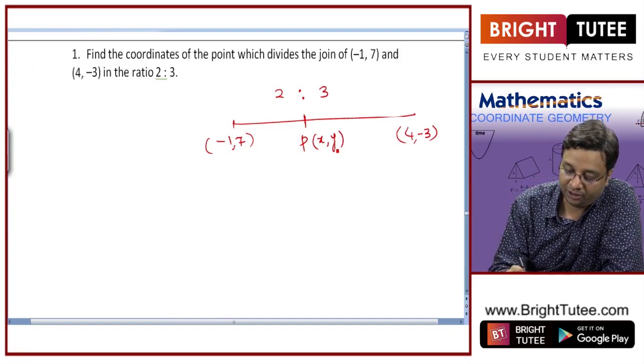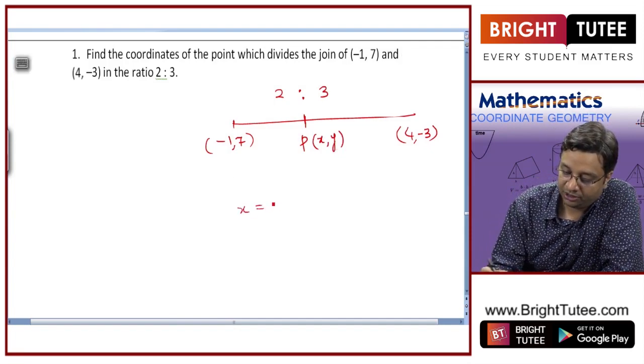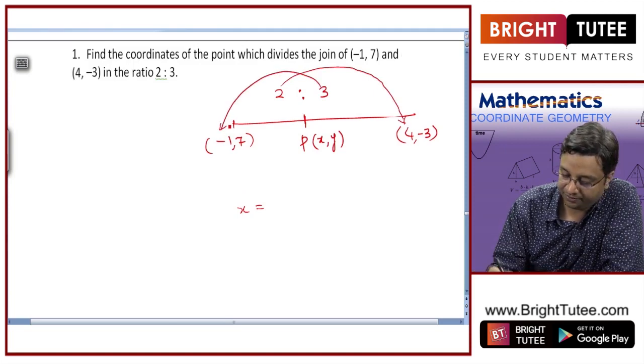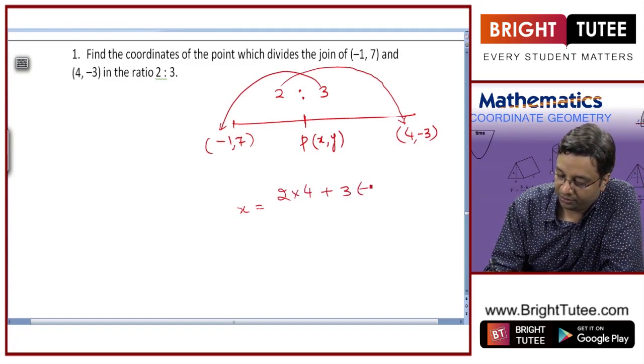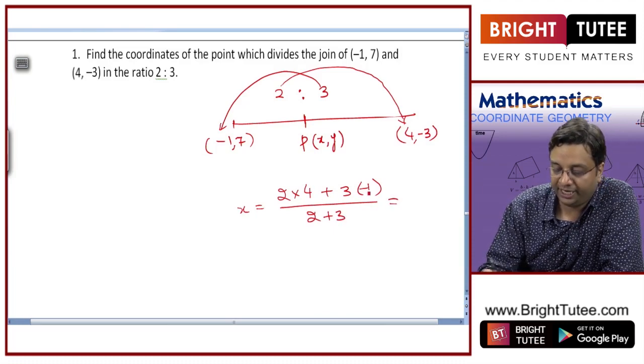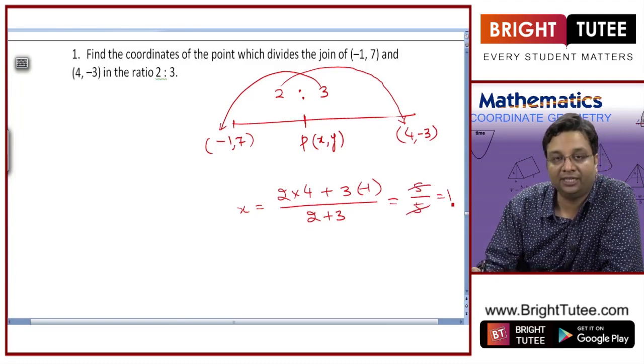So what will be the x coordinate? So x will be equal to 2 will be multiplied with this 4 and 3 with this -1. 2 into 4 plus 3 into -1 divided by 2 plus 3. So it will give you 8 minus 3, 5 by 2 plus 3, 5. So x coordinate is 1.